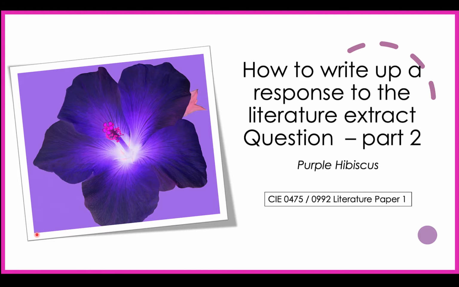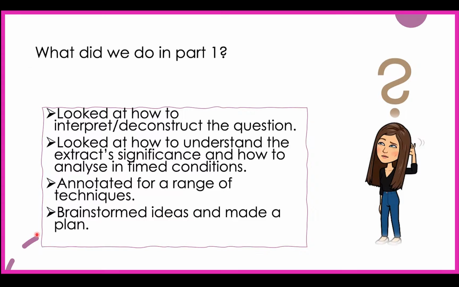Today we're going to be looking at how to write up a response to the literature extract question, and this is part 2 of a 2-part series on the novel Purple Hibiscus for the IGCSE CIE 0475 or 0992. So what do we do in part 1?